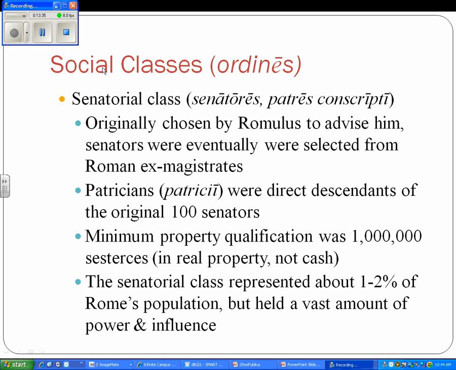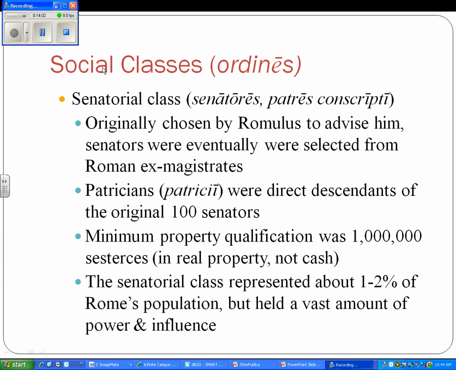They were the class from which elected officials were most commonly chosen. And also, because they were senators, they had the ability to influence discussions and debates after their term of elected office was done. And that power and influence in the hands of the senators was something that was both a source of strength and a source of tension in ancient Rome.